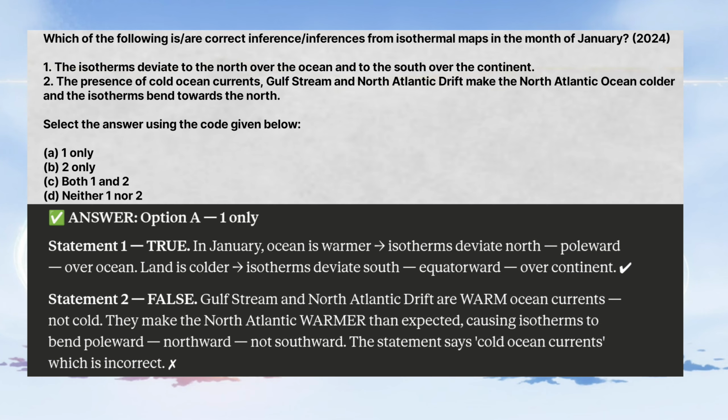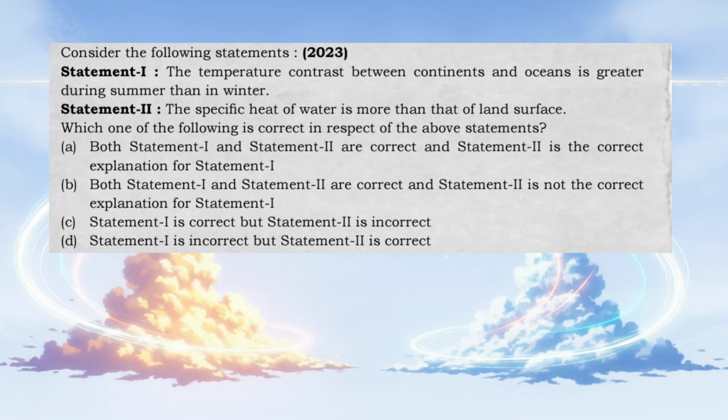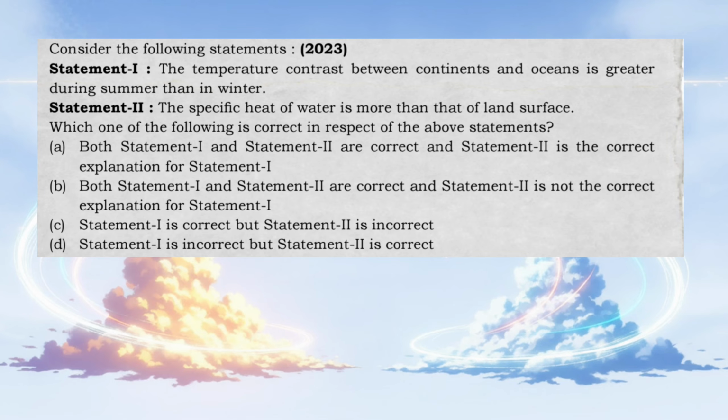Answer, option A, 1 only. Statement 1, true. In January, ocean is warmer, isotherms deviate north, poleward over ocean. Land is colder, isotherms deviate south, equatorward over continent. Statement 2, false. Gulf Stream and North Atlantic drift are warm ocean currents, not cold. They make the North Atlantic warmer than expected, causing isotherms to bend poleward, northward, not southward. The statement says cold ocean currents, which is incorrect. Answer A.